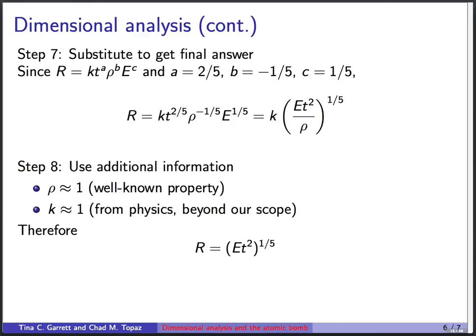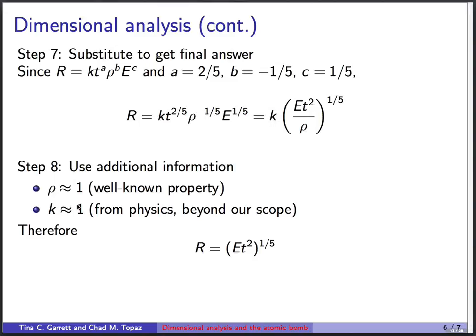Okay, now, here's what G.I. Taylor did at this point. So one thing is that rho equals 1 is a well-known property, the density of air. In the system of units that he was using, rho is approximately equal to 1. Also, this is a little bit beyond the scope of dimensional analysis and beyond the scope of something that you can work out easily. So I'll wave my hands a little bit here, but G.I. Taylor was able to figure out, using physics, that the value of K should be approximately 1.